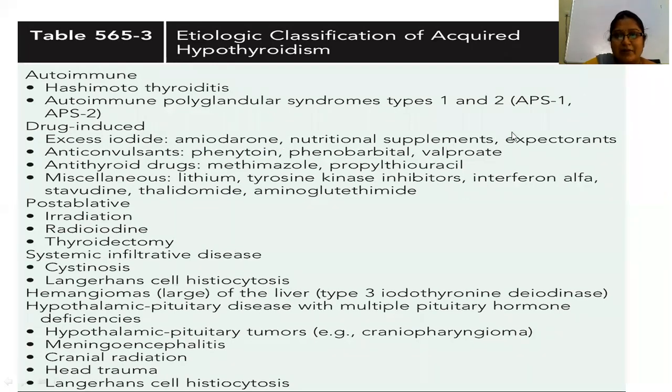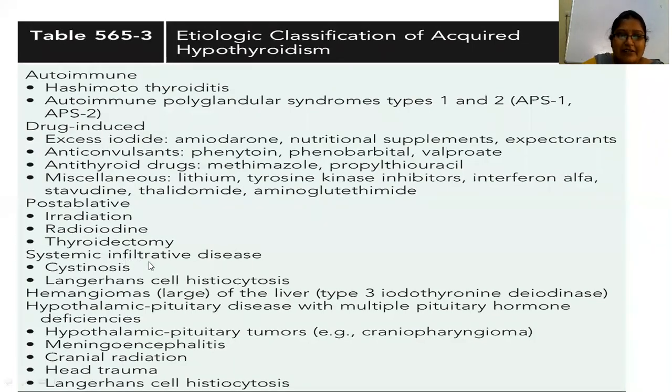Then nutritional supplements and expectorants. Then anticonvulsants like phenytoin, phenobarbital, and valproate. Antithyroid drugs like methimazole, propylthiouracil. Miscellaneous like lithium, tyrosine kinase inhibitors, interferon alpha, stavudine, thalidomide, and aminoglutethimide. And post-ablative due to irradiation, radioiodine, and thyroidectomy.